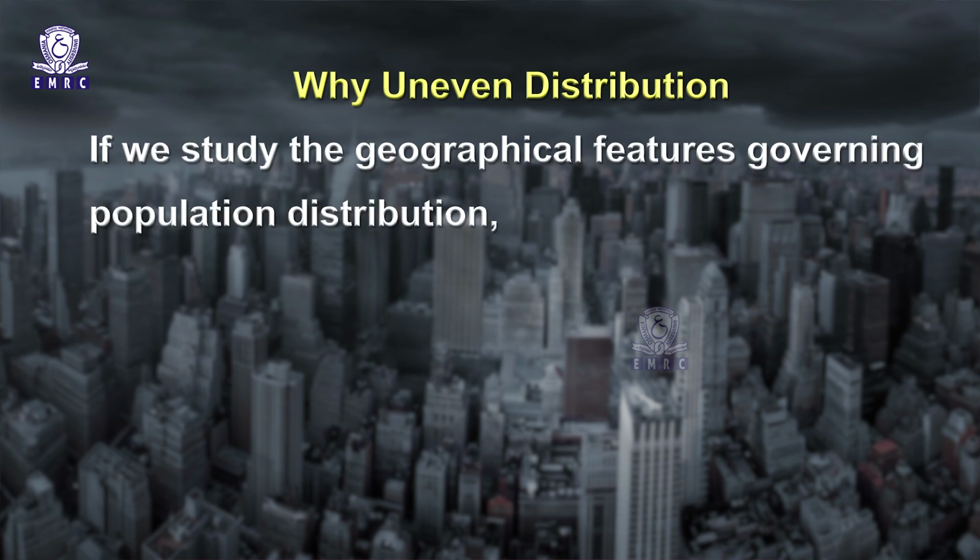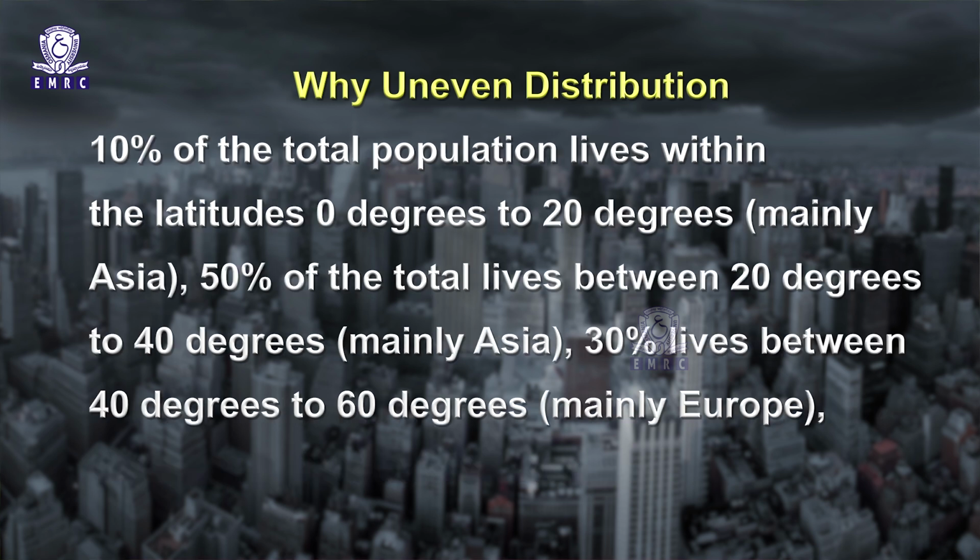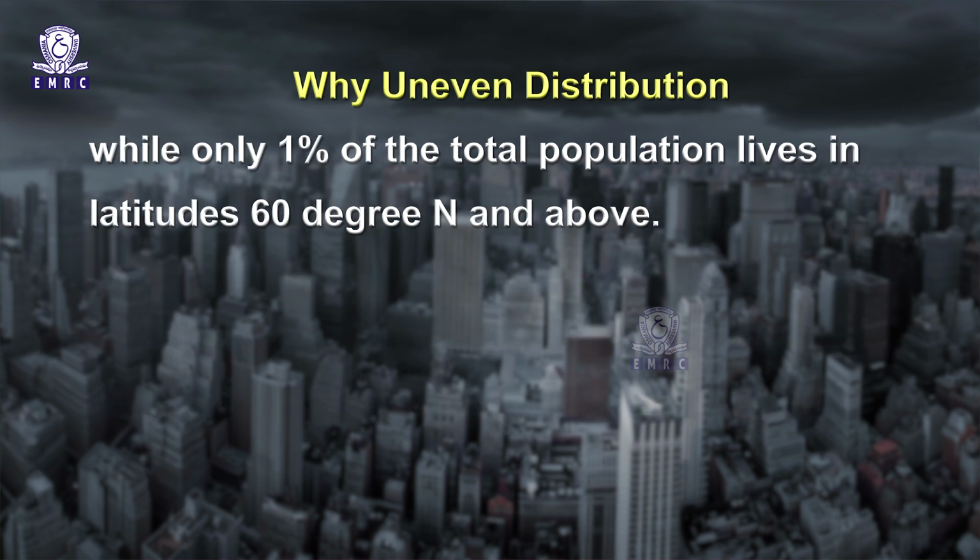So, if we study the geographical features governing population distribution, only 10% of the total population lives in the southern hemisphere and 90% lives in the northern hemisphere. That is, land area is much more in the northern hemisphere. Within the northern hemisphere, there are latitudinal differences. 10% of the total population lives within the latitudes between 0 and 20 degrees north, that is mainly Asia. 50% of the total lives between 20 and 40 degrees, again mainly Asia, and 30% lives between 40 and 60 degrees north, mainly Europe, while only 1% of the total population lives in the latitudes of 60 degrees north and above.